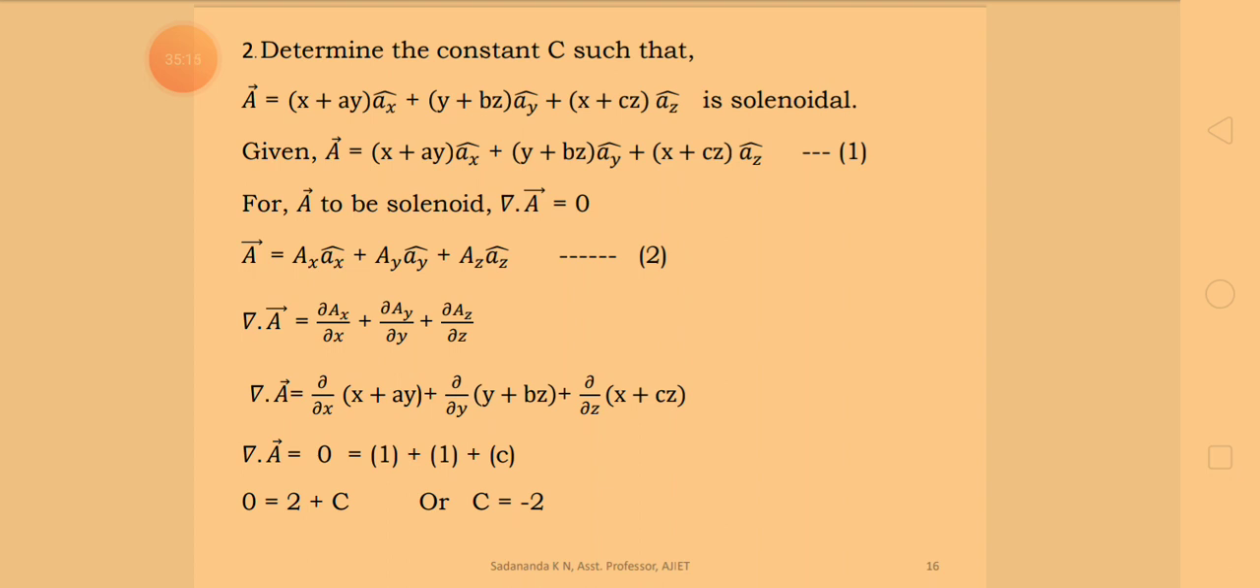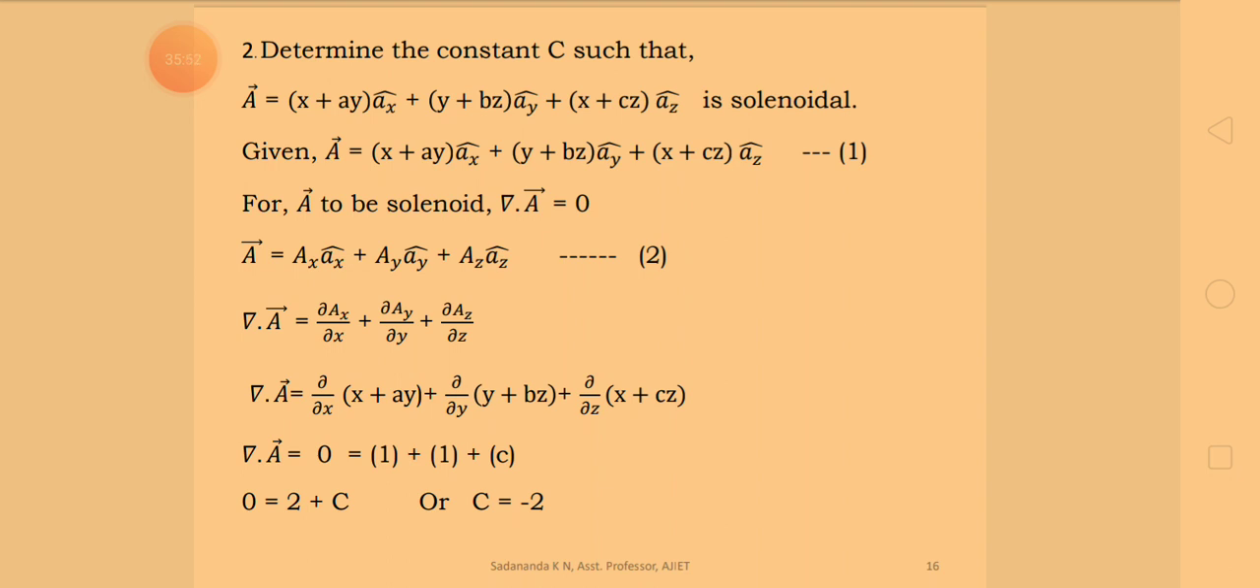Then the expression for divergence of vector A. In the problem itself, it is clearly mentioned that the vector A is solenoidal. If the vector A is solenoidal, then the divergence is 0. Already I have explained under the theory concept, because it will form a closed loop. The magnetic field lines follow the closed loop. There is no divergence at all. Therefore, for a vector to be solenoidal, the divergence of vector A is equal to 0.